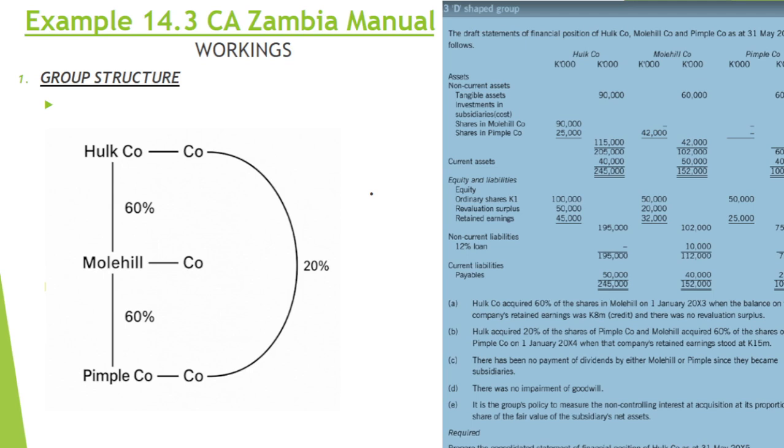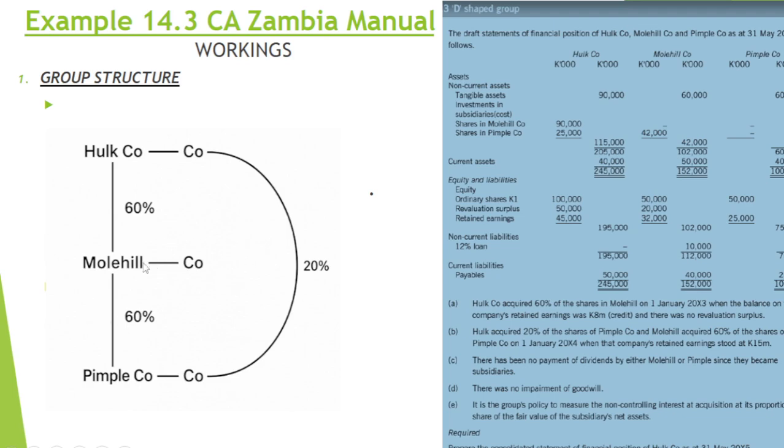Part 5 and the last part: it is the group's policy to measure the non-controlling interest at acquisition at its proportionate share of the fair value of the subsidiaries' net assets. Then the question reads: prepare the consolidated statement of financial position of Hook company as at 1st May 2015. From this question, we are now able to come up with something like this on this other side.